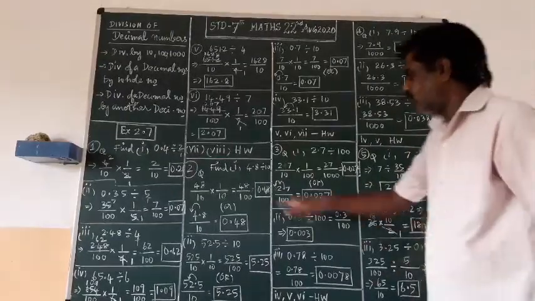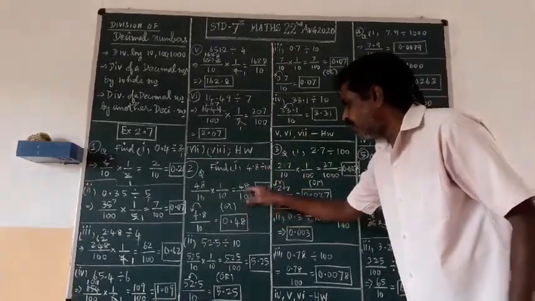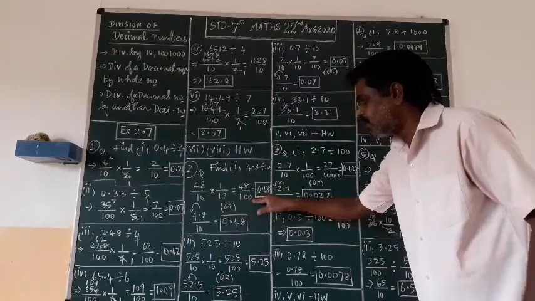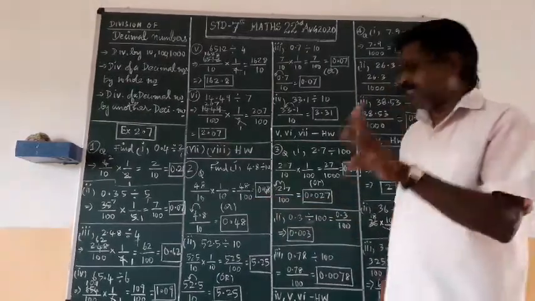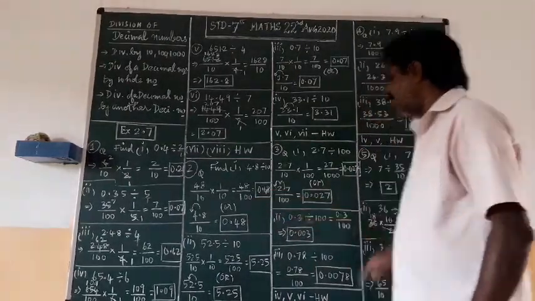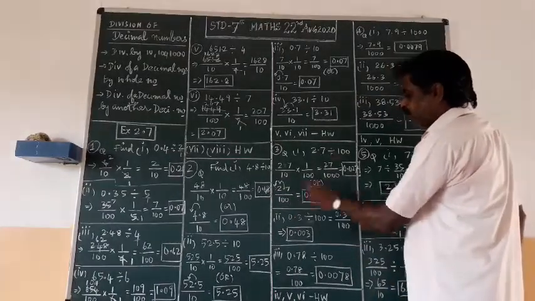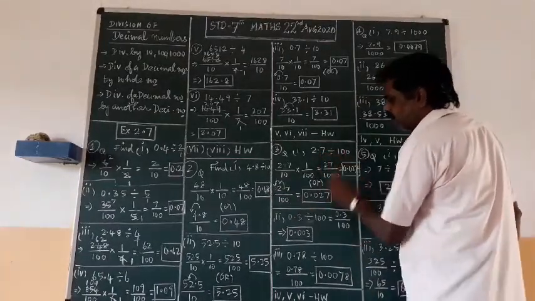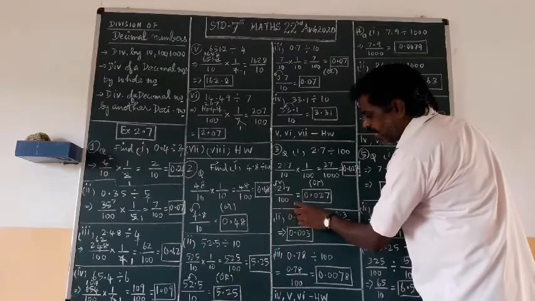Okay. 48 upon 100 means 2 zeros means after decimal 2 digits. And in direct method I am doing, you see, 2.7 division of 100. 2.7 divided by 100.